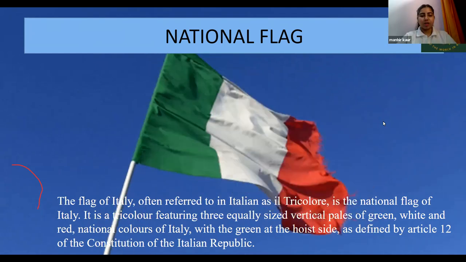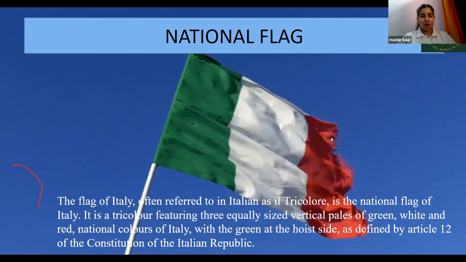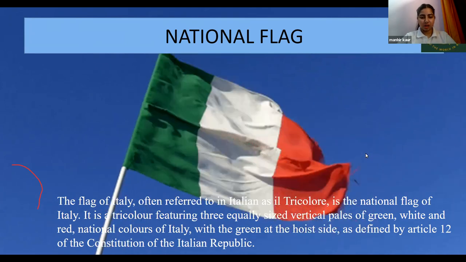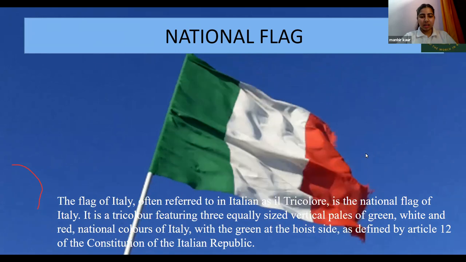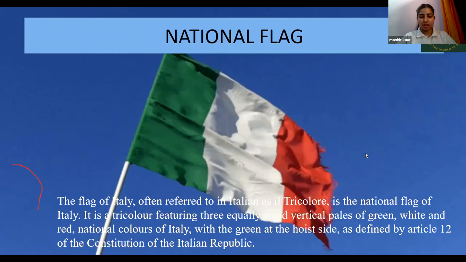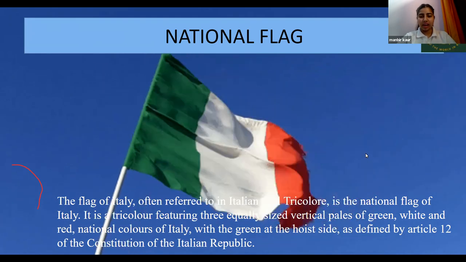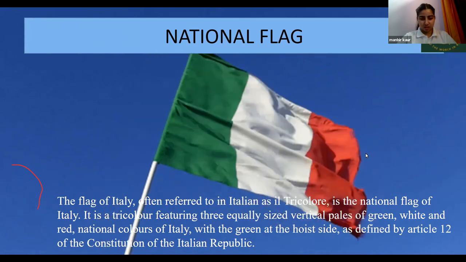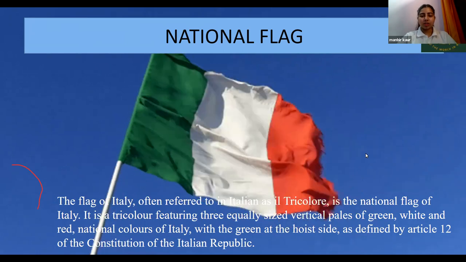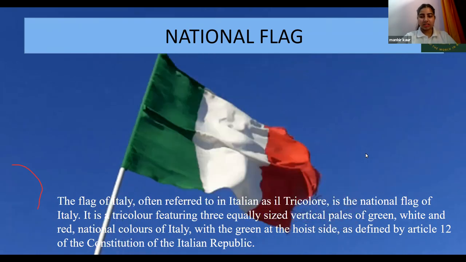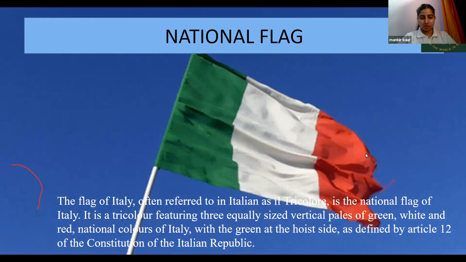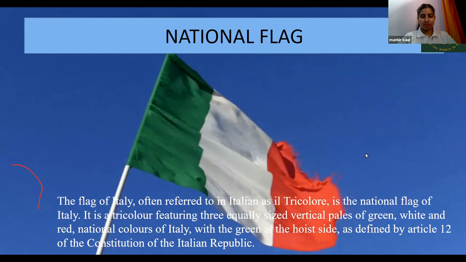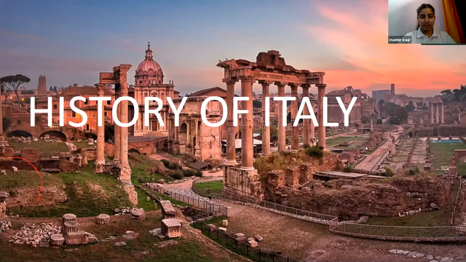The flag of Italy, often referred to as the Italian tricolor, is the national flag of Italy. It features three equal-sized vertical bands that are green, white and red. These are the national colors of Italy, with the green at the hoist side, and it is defined by Article 12 of the Constitution of the Italian Republic. Next slide.